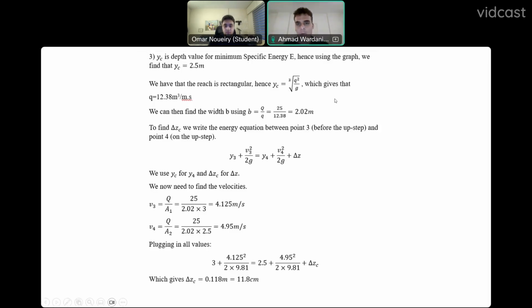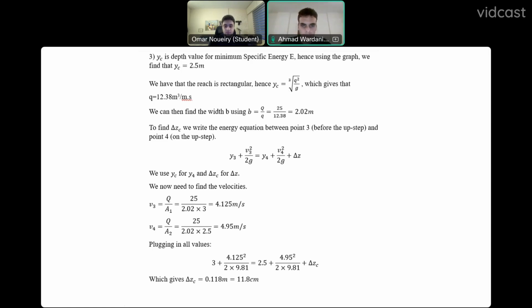And now we're going to continue. So we have that the reach between the downstep and the weir is rectangular, hence yc is equal to the cubic root of q squared over g, which gives that small q is 12.38 meter cube per meter second. Now we can find the width B using big Q divided by small q. So we get that it's 2.02 meters.